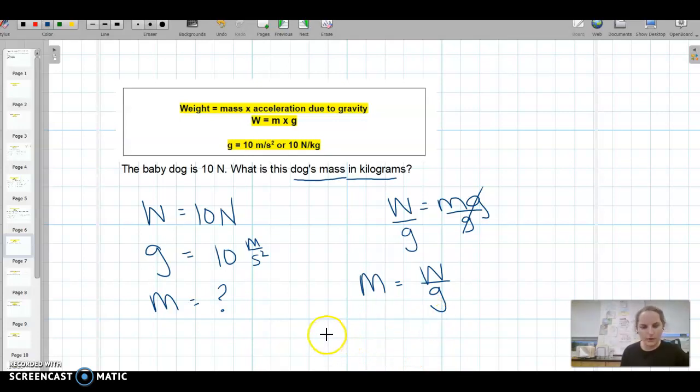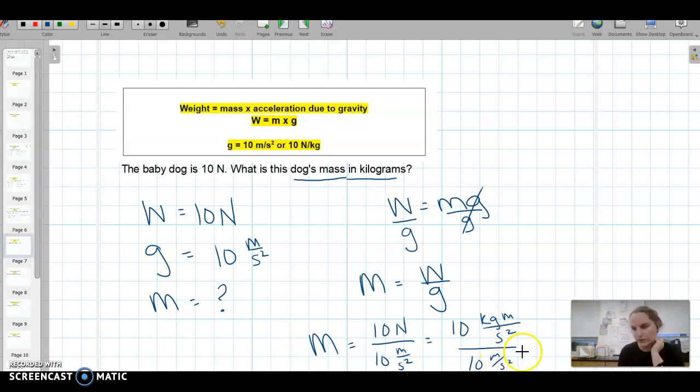All right, so we plug in our knowns. So your mass is equal to 10 newtons divided by 10 meters per second squared. And remember, we said that newtons were kilogram meters per second squared. So if we take that down, we know that these units are going to cancel and we're going to be left with kilograms, which is great. This is exactly what we want. So we take 10 and we divide it by 10 and we get that the baby dog is 1 kilogram.